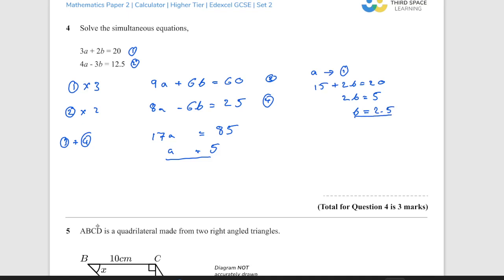And it's a 3-mark question, so I'm going to do a very quick check with equation 2, the one that I didn't use here. So 4 lots of a would become 20, minus 3 lots of b would be 7.5, and that would be equal to 12.5. So I know that I've got that answer right. So a is going to be equal to 5, and b is going to be equal to 2.5.